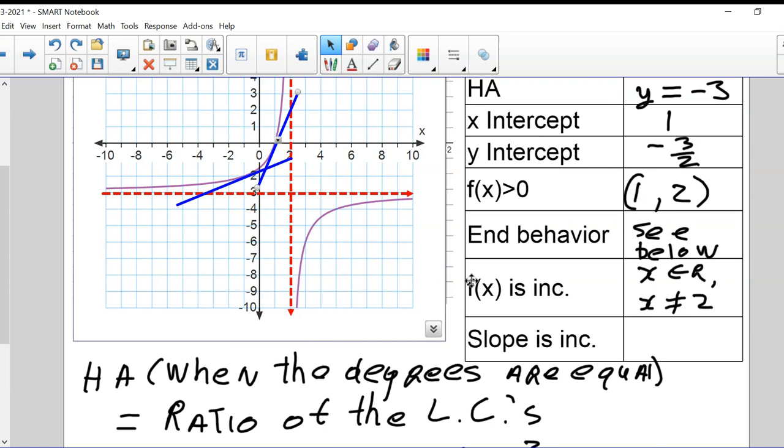Absolutely. So it's increasing between minus infinity up to 2. So from minus infinity up to 2. Can I union that with anywhere else?